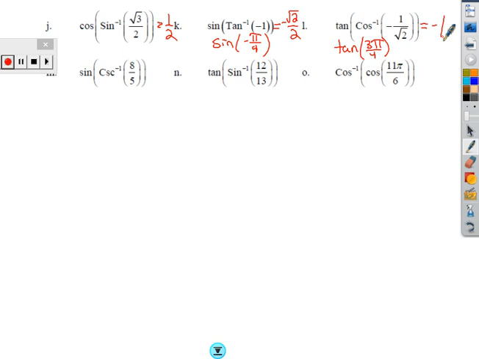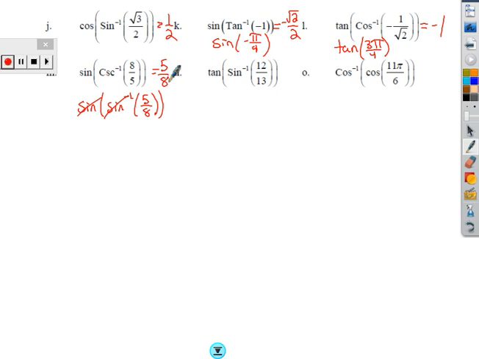Now next I see I've got the cosecant of 5/8. I'm going to change this and rewrite it as the sine of sine inverse of 5/8. And now I know sine and sine inverse cancel out, so this is just 5 over 8.